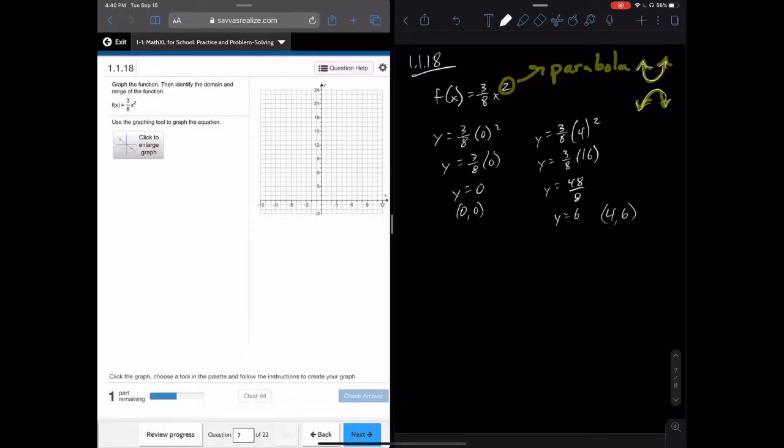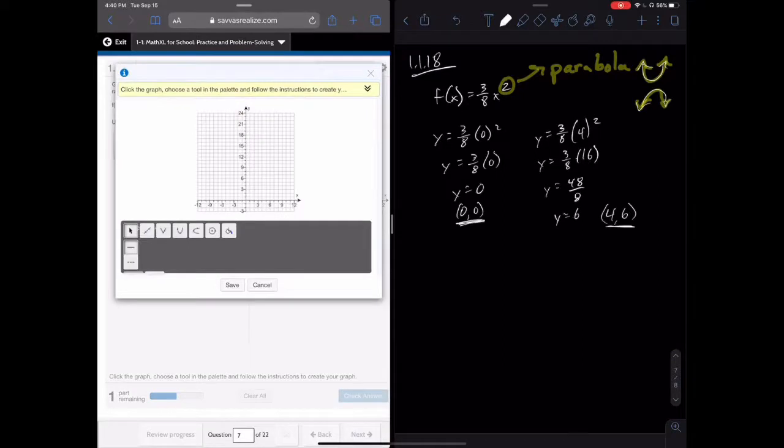These two points, (0, 0) and (4, 6), are what I'm going to use to graph my problem. I click the graph, choose the parabola, and use point (0, 0) and then (4, 6). I go over to 4 and then up to 6. This one wasn't too bad. I didn't plug in too many different numbers, but your numbers will vary. So that's going to be my parabola.